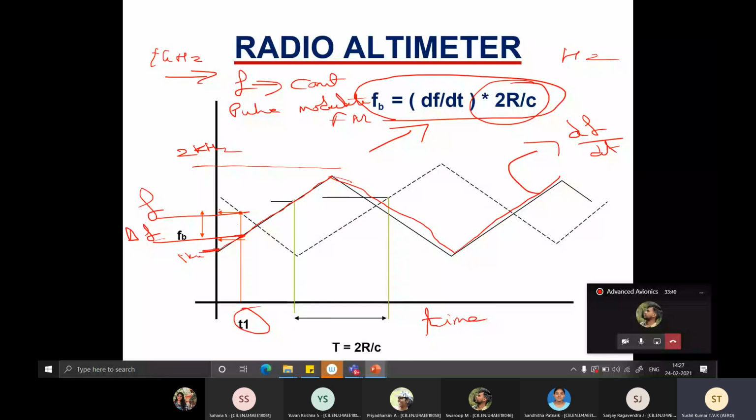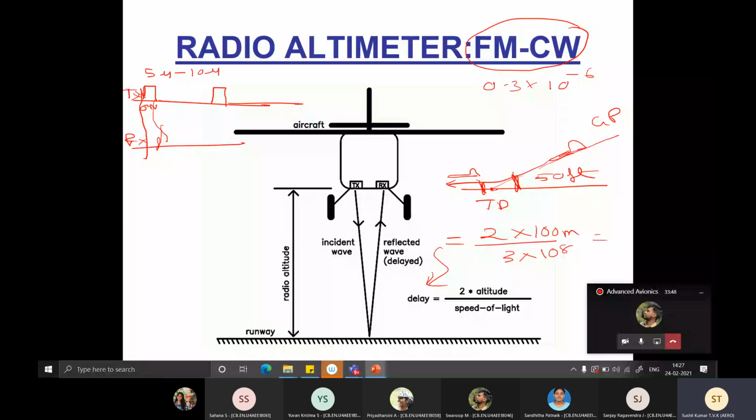So that's how you measure the height of the aircraft from the ground: transmitting it with an FM wave, then receiving it back, and at every instant of time, just measuring the difference in frequency. This difference in frequency is going to give you the radio altitude.